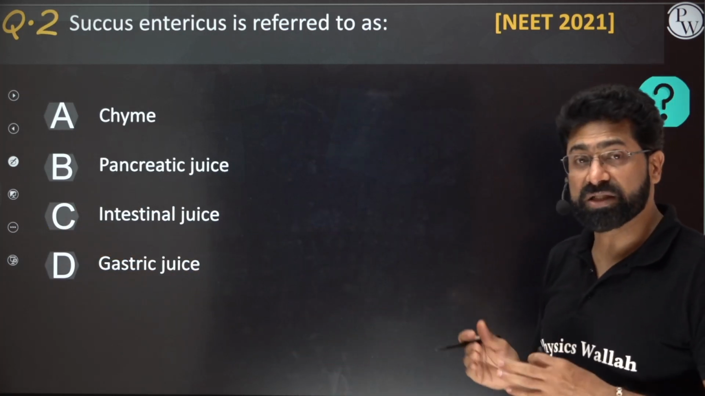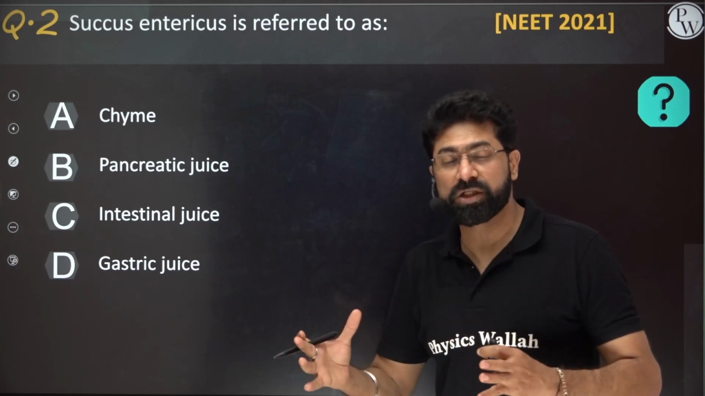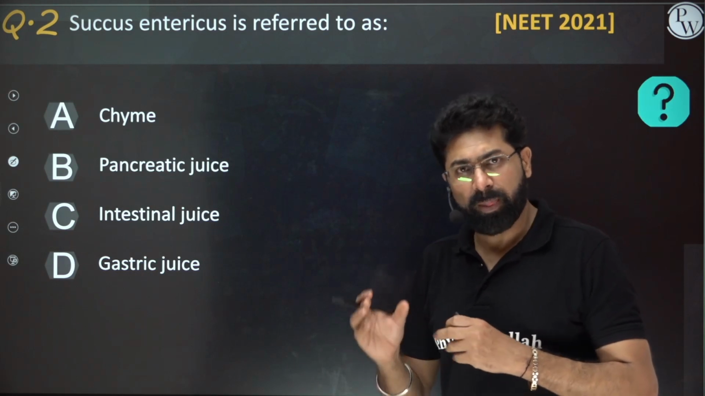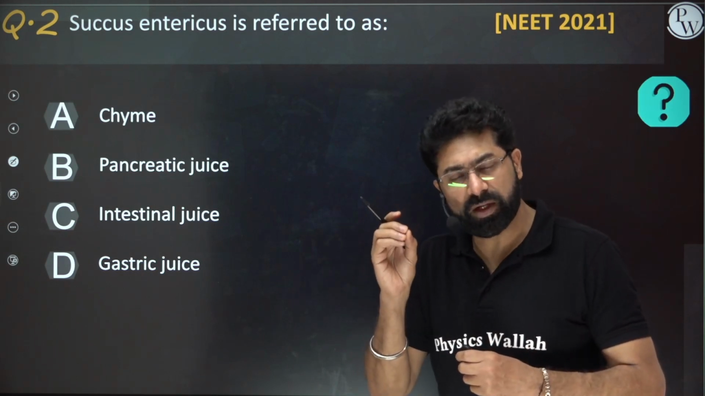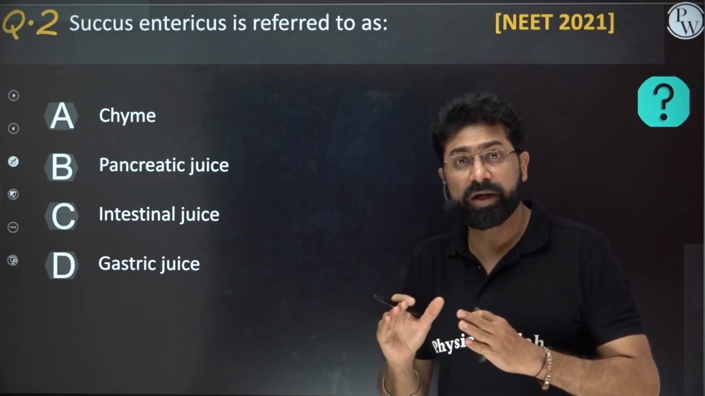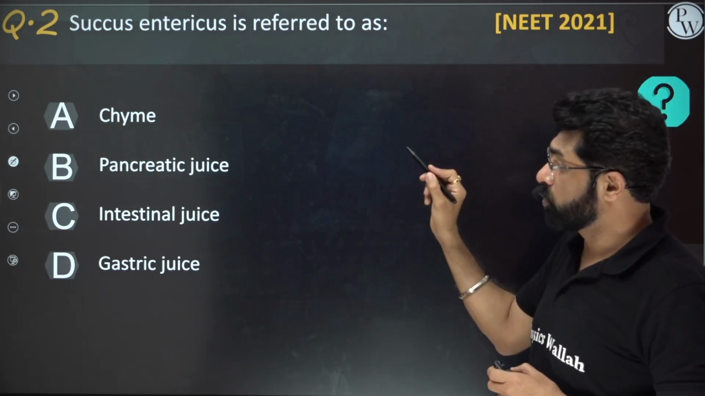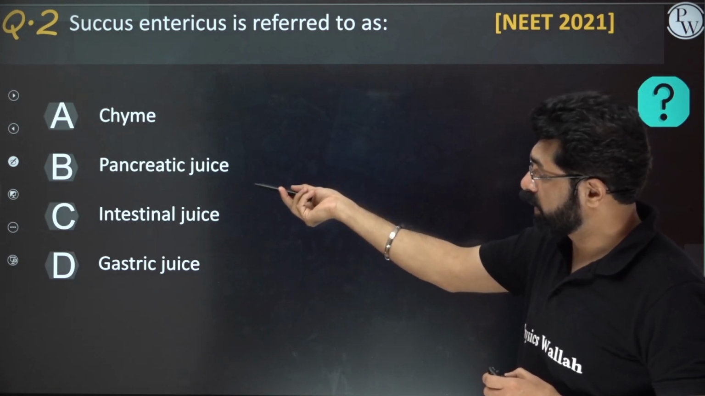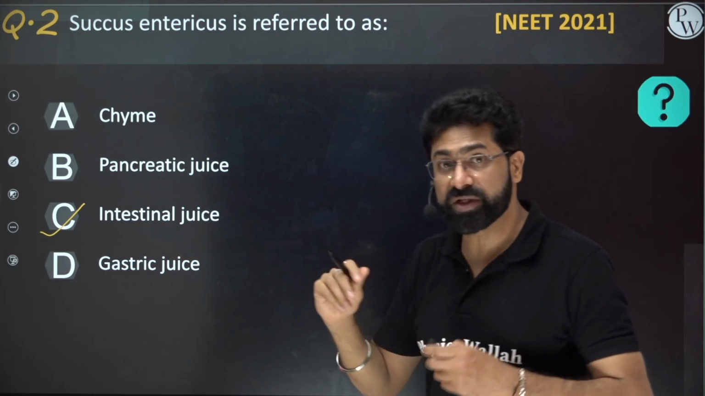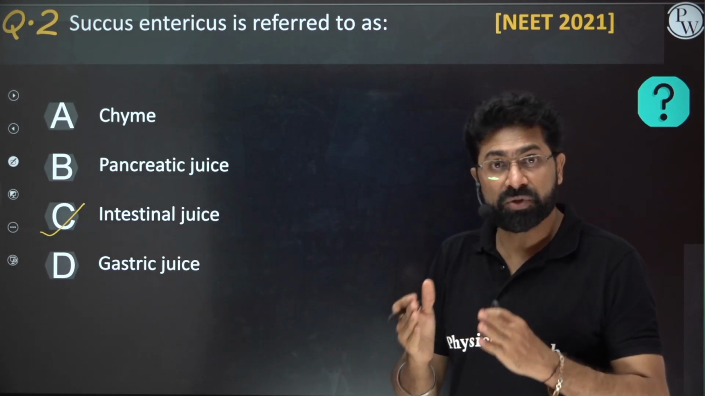Succus entericus. Such easy questions are being asked. So don't think that tough questions will come. Questions will come from NCERT usually. So be specific, read most of the points from NCERT. Almost each and every point should be clear from NCERT. Succus entericus is referred to as, it is not chyme, it is not pancreatic juice, it is called intestinal juice. So intestinal juice comes from which glands? They come from the Brunner's glands and the crypts of Lieberkuhn.